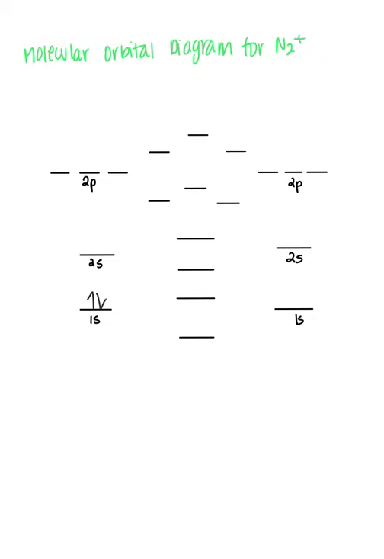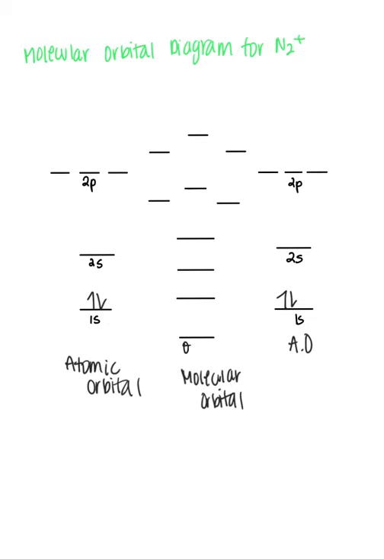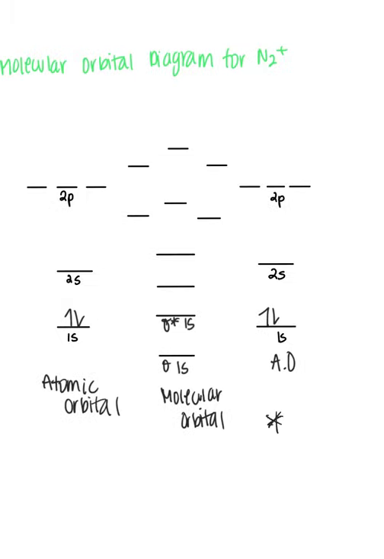1s, we know that that's filled on both sides. This is going to be the atomic orbital, and this one also, and this is going to be the molecular orbital. So we know that those two are filled for sure. So this is going to be sigma 1s, and this is going to be sigma star 1s. The star represents anti-bonding, and the one with no star represents bonding.